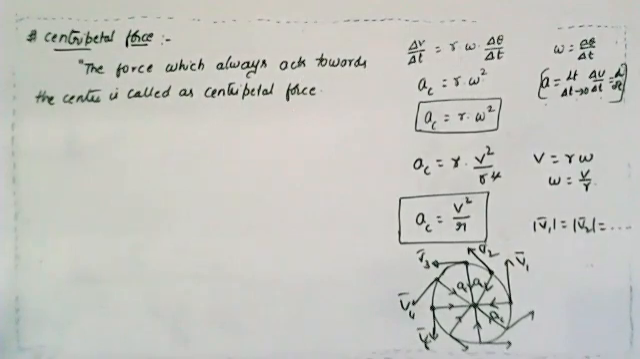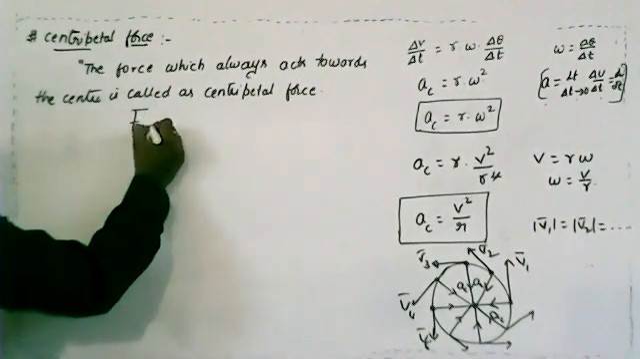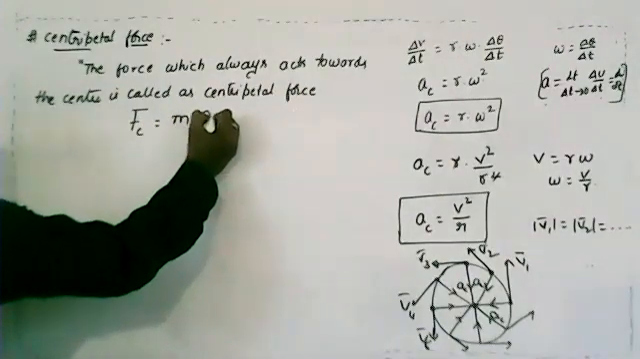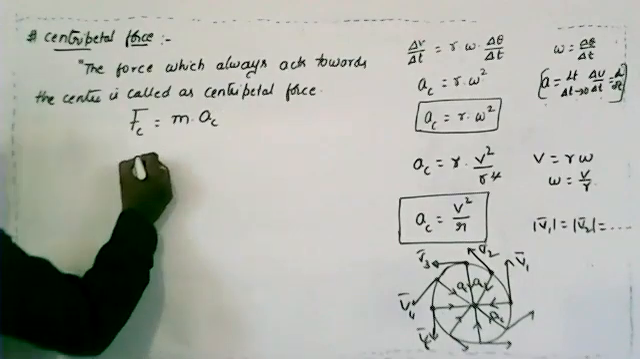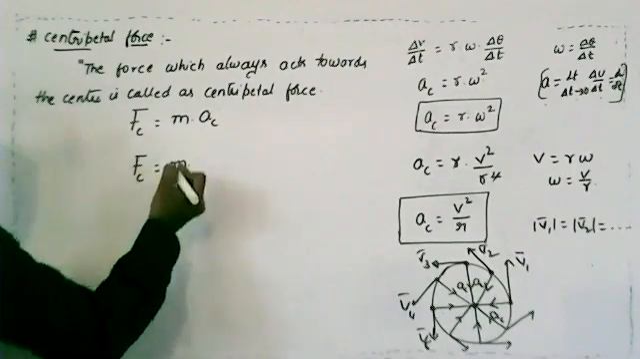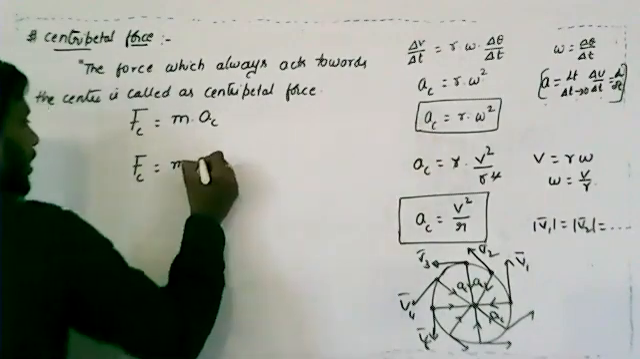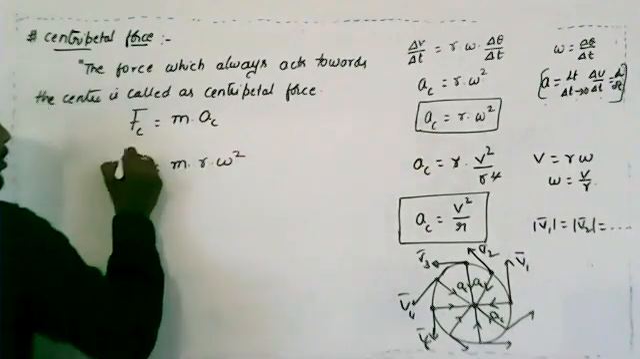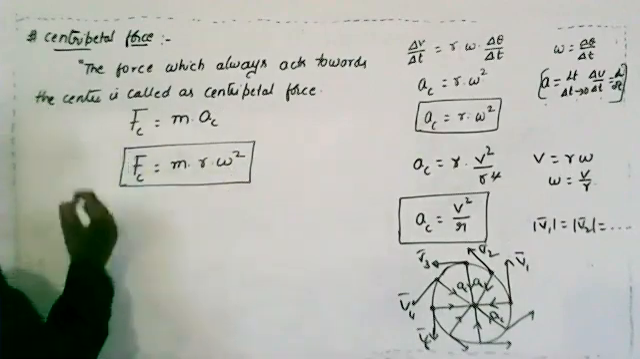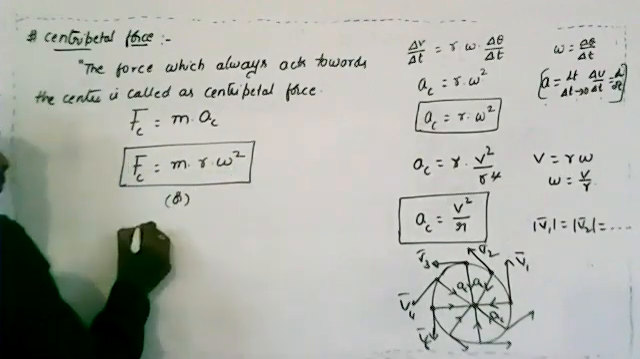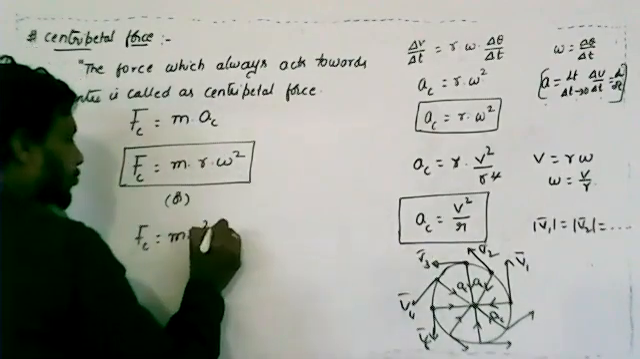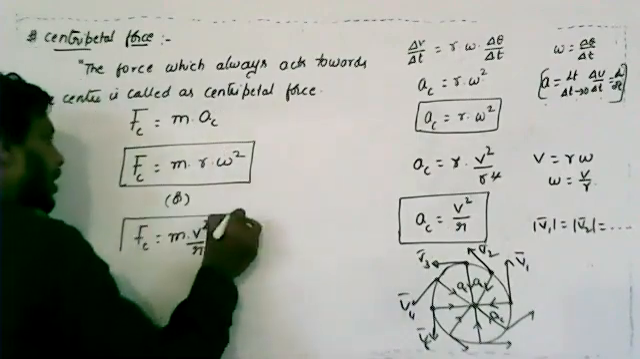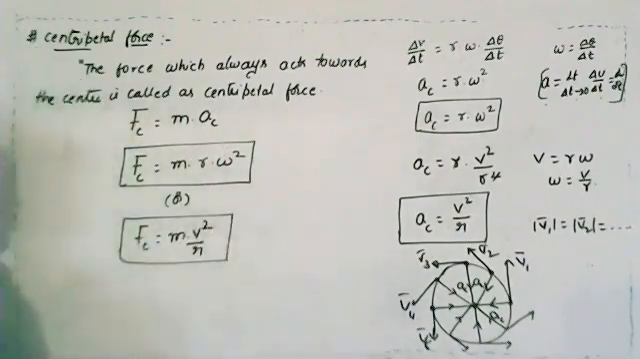Clear? Now that centripetal force Fc can be taken as mass into acceleration, centripetal acceleration. Therefore, Fc is equal to mass into acceleration, which can be taken as m r omega square. Or centripetal force Fc can be taken as mass into centripetal acceleration, which is what, ma? V square by r. So mv square by r or m r omega square. So this is the expression for centripetal force.